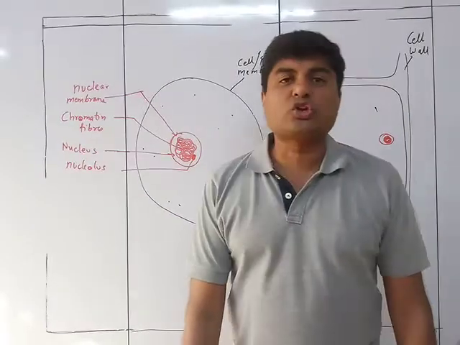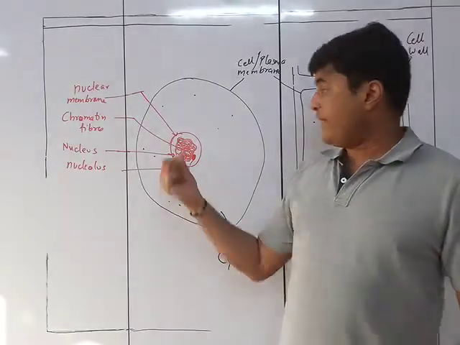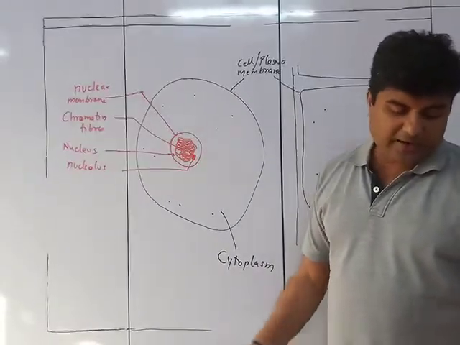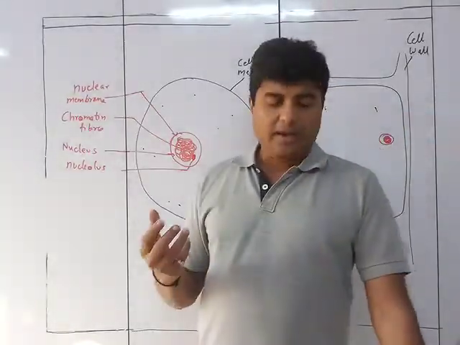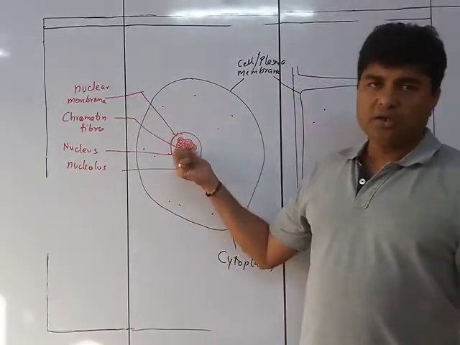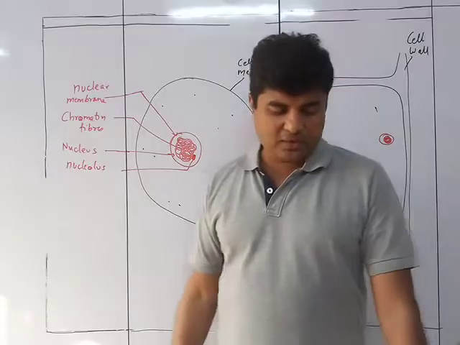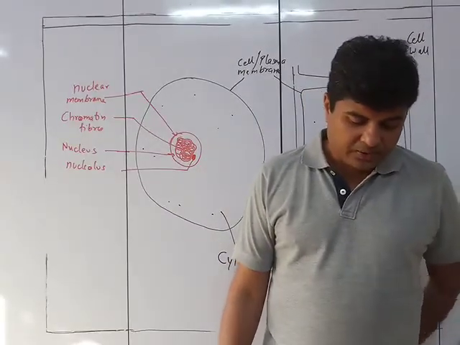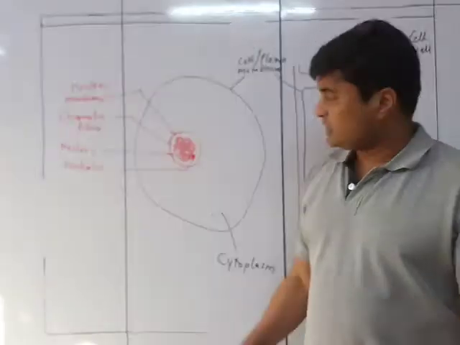What it contains is chromosomes. So chromatin fibers, when they mature, become chromosomes, and they bear the genes or control hereditary characteristics of the body. So that is the main part of the nucleus: it contains chromosomes, and bears genes that control hereditary characteristics. We also see the nucleolus.